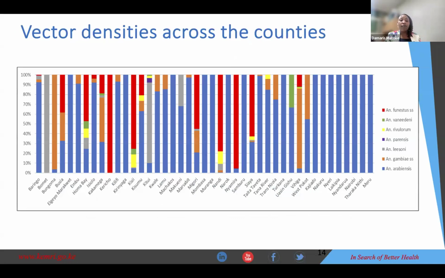So from the routine surveillance data, we've been able to identify species densities. This map might not be very visible, and I think it needs to be updated. We've been able to indicate what species are found where and in what numbers. From this graph, we are able to indicate that arabiensis, which is in blue, is the dominant vector in the country.